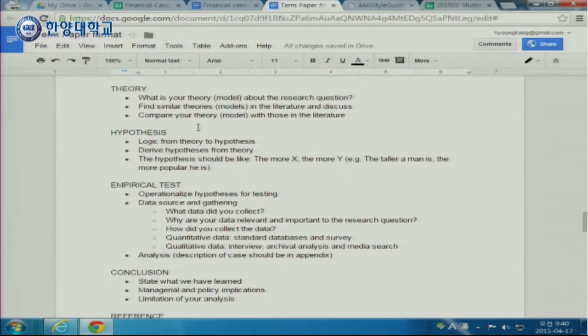Means derive hypothesis from theory. Okay? And then, of course, the hypothesis should be like tall men, more popular. Okay, the taller the man, the more popular. You may derive this hypothesis from some evolutionary theory.